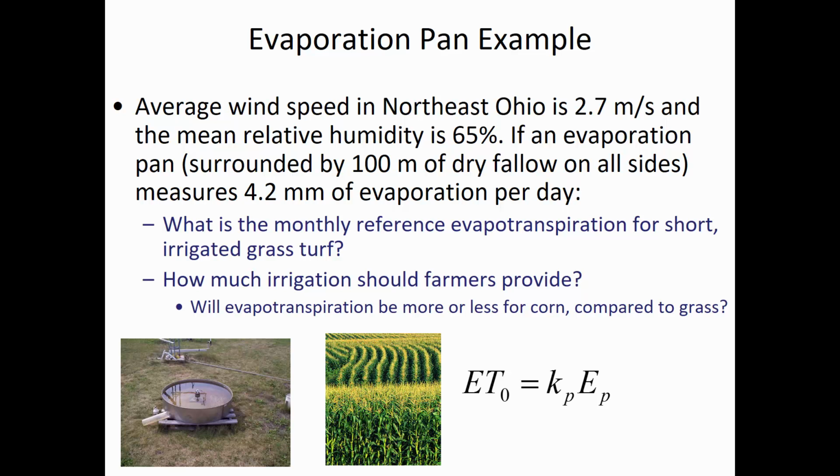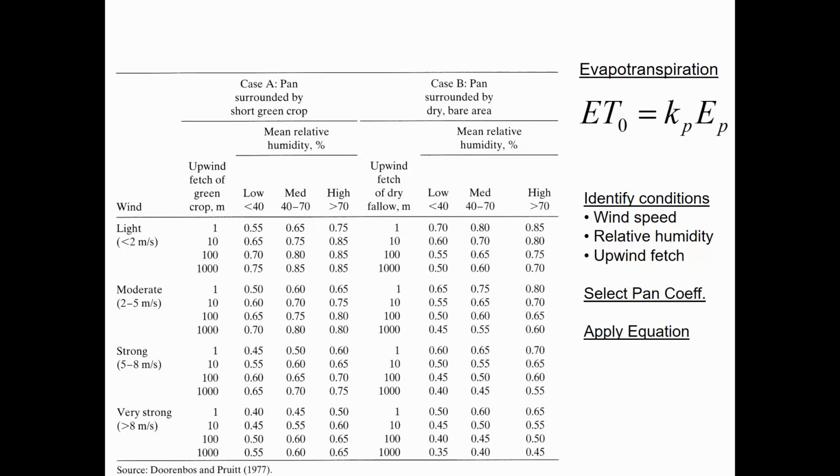And we can go back to this table, and it's surrounded by bare area, and the wind speed would go into the moderate, because the 2.7 would put it in a moderate wind speed. And now we do the upwind fetch of dry fallow is 100, and then our relative humidity in that example, it was saying the relative humidity was what, 45%? Oh, 65, okay. But that still is in the medium relative humidity range. And so the K sub P that we should use here, K sub P should be 0.60.